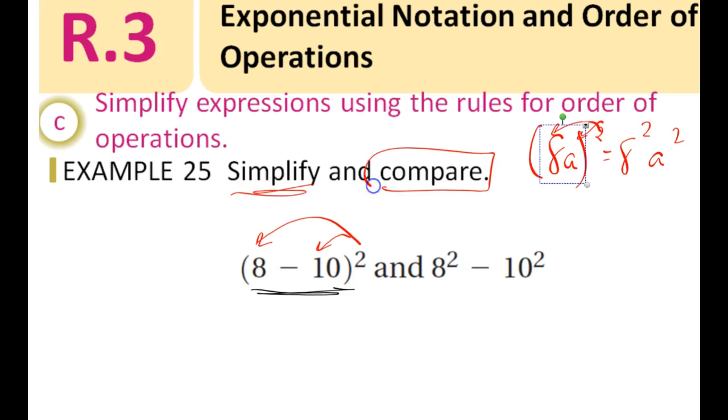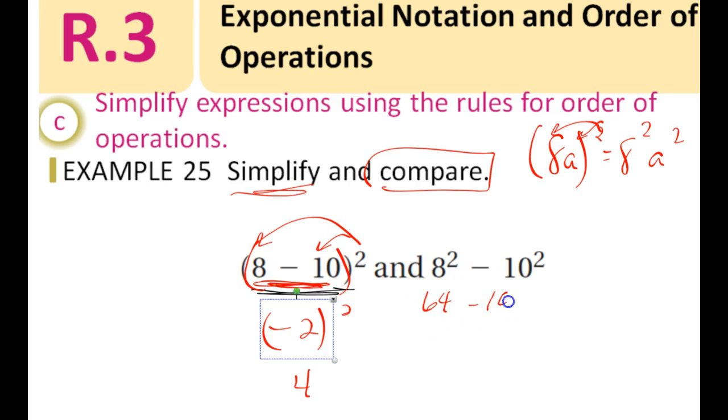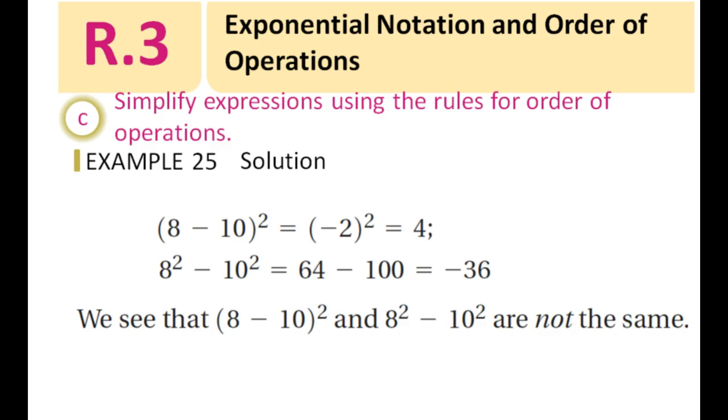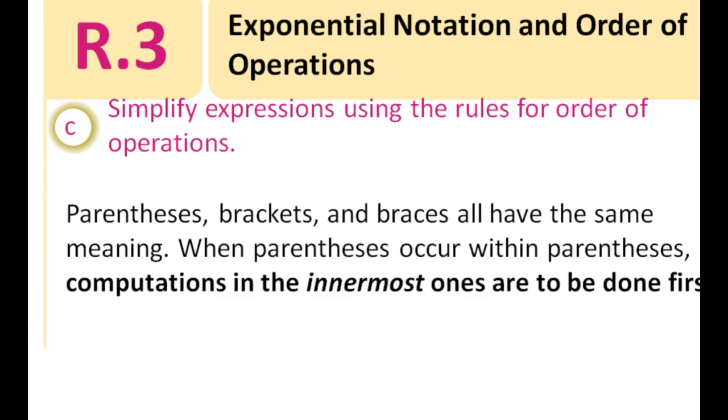We're comparing the two. So over here, we're going to take care of parentheses first, and that comes before exponents. So we get negative 2 squared, which is negative 2 times negative 2, which is a positive 4. But over here, I get 64 minus 100, which is negative 36. So notice, these are not equivalent. The point of this problem is do not distribute exponents over addition and subtraction. We get different answers. 4 and negative 36 are not the same.